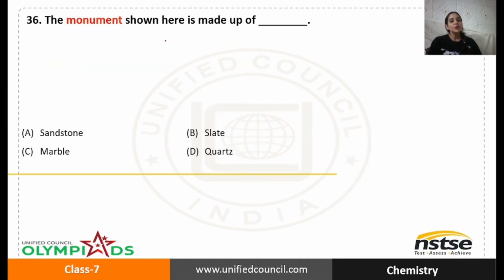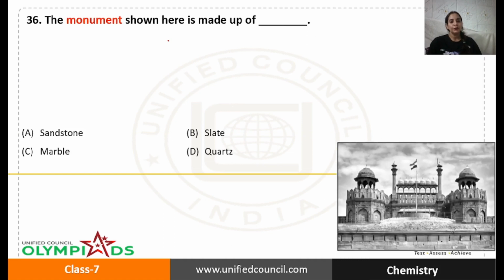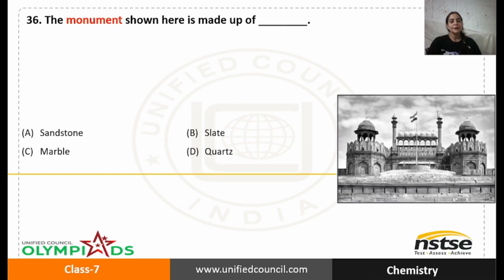The monument shown here is made up of, and here you have a monument. Option A says sandstone, B slate, C marble, and D quartz. So students, can you all recognize this picture? What is it? Let me tell you, this monument is Red Fort. And where is it? It is situated in Old Delhi.